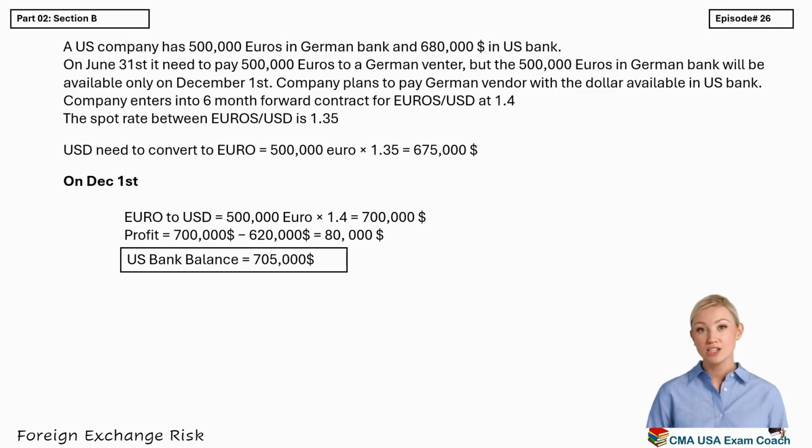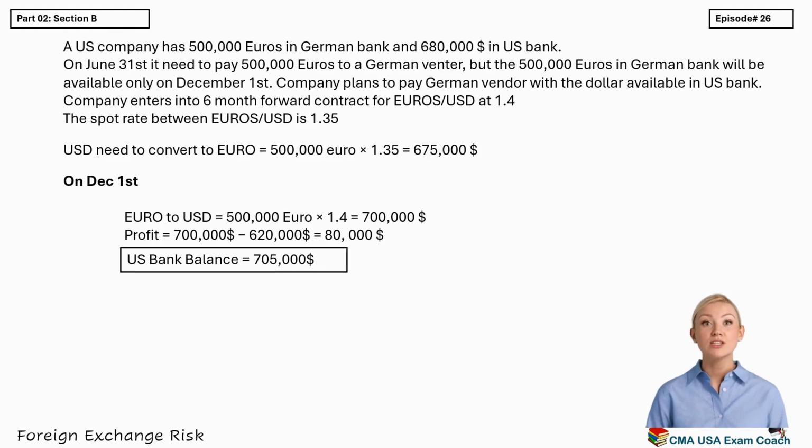To manage this situation, the company decides to use the US dollars available in the US bank to make the payment to the vendor. At the same time, the company enters into a 6-month forward contract, agreeing to sell euros and receive dollars at a forward rate of 1.4 euros per US dollar. The spot rate at the time is 1.35 euros per US dollar. Let's go step by step and calculate the outcome.